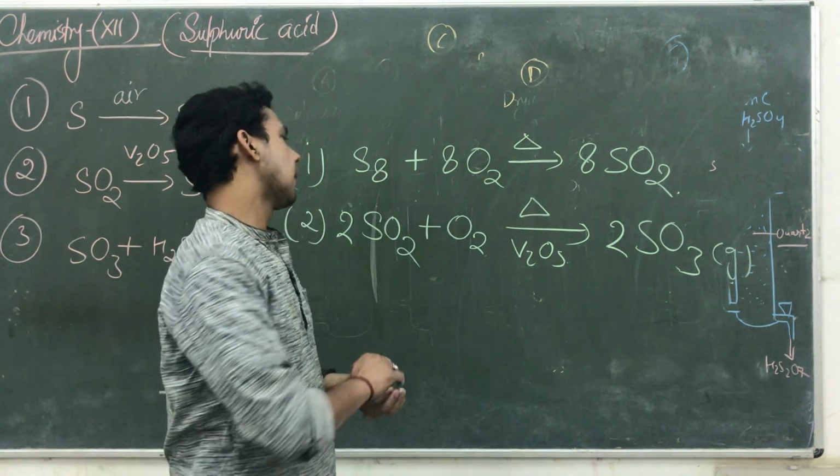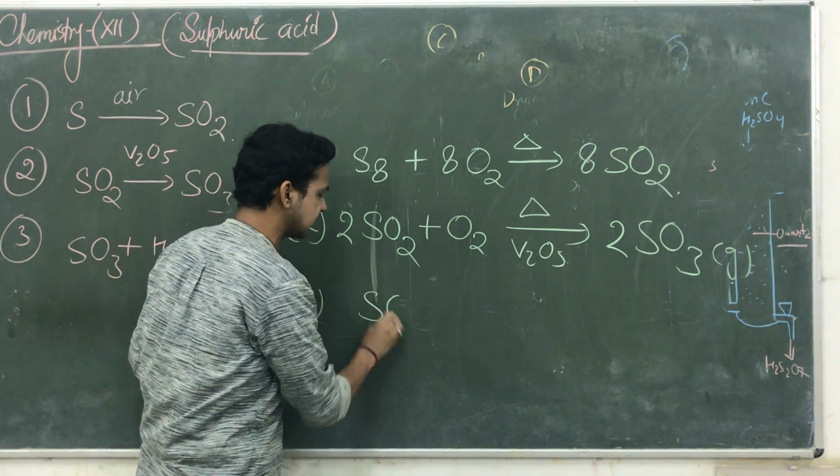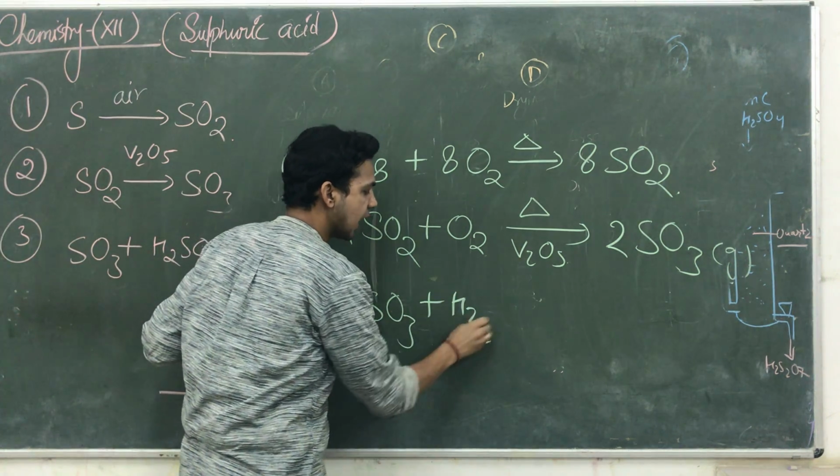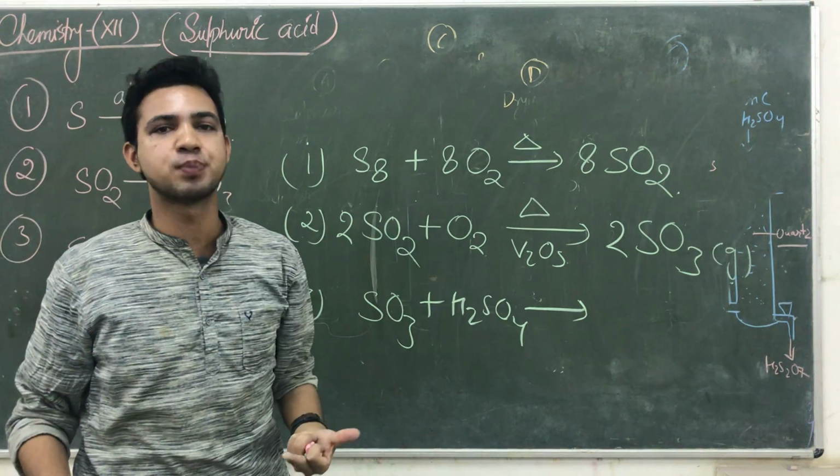But what happens when the sulfur trioxide is formed? In the last step we pass this sulfur trioxide into the H2SO4 chamber, जिसमें हम ऊपर से सल्फ्यूरिक एसिड की स्प्रेइंग करते हैं.